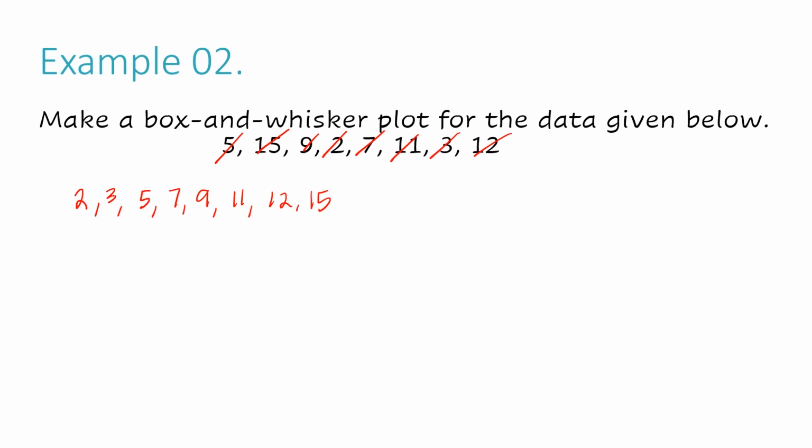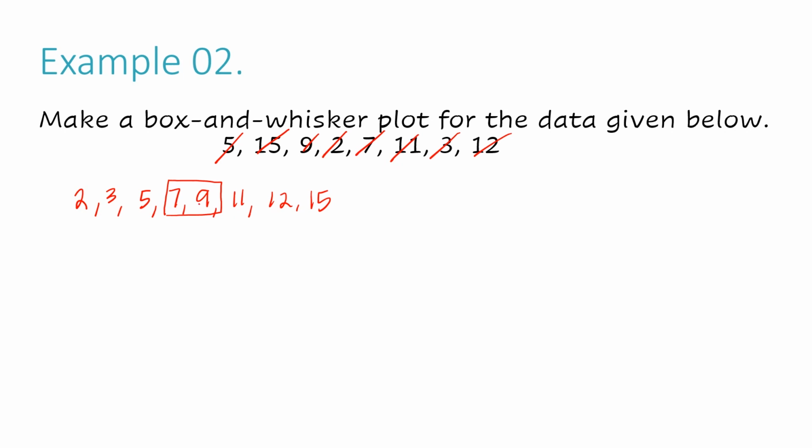Now I like to count, make sure I didn't miss anything. 1, 2, 3, 4, 5, 6, 7, 8. Okay. Now I'm going to calculate my median. Well, when I'm looking at it and I know that I have 8 numbers in this data set, median is going to be a little more complicated because we have 2 numbers in the center of our data set. Okay. We have 3 numbers on the right and we have 3 numbers on the left.